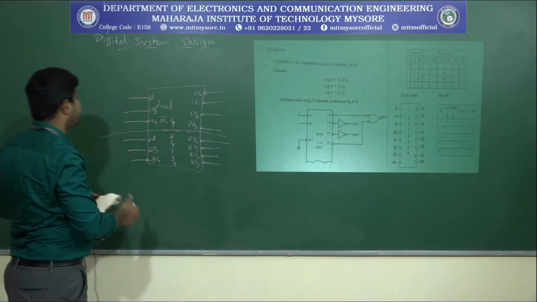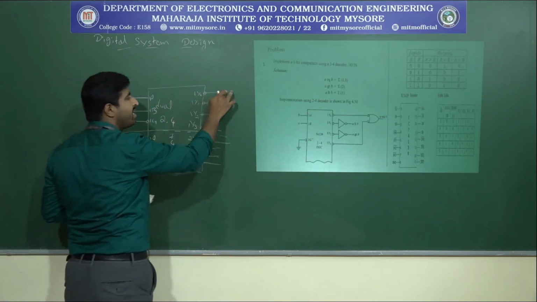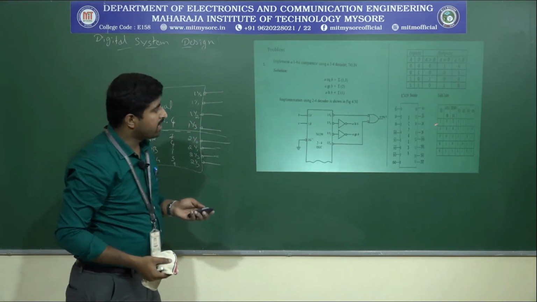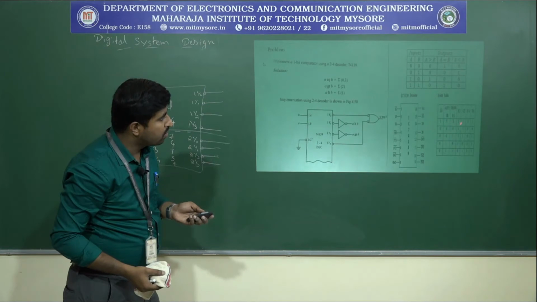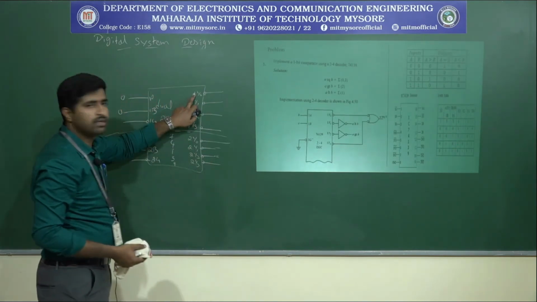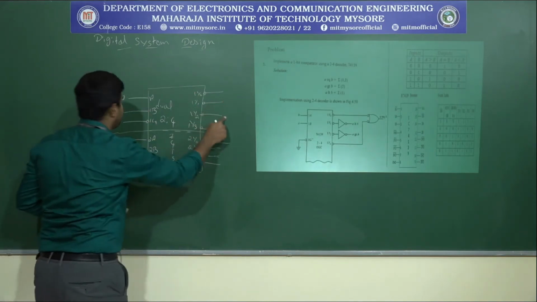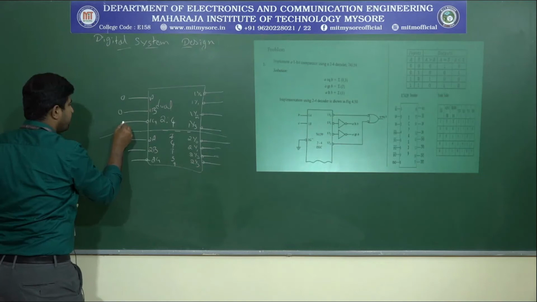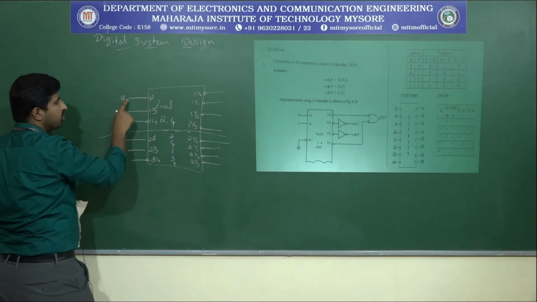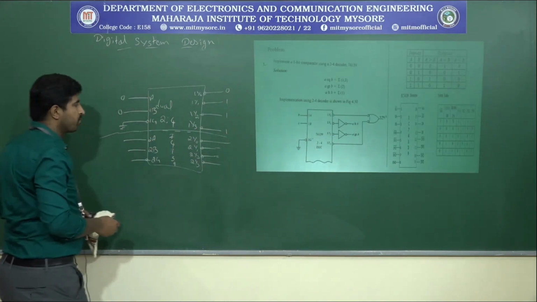We know that in a decoder, when the inputs are 0, 0, Y0 is going to be generated. You can see the truth table here. When the inputs A and B are 0, 0, Y0 is going to be 0 because it is an active low pin. The remaining outputs will be 1. So if you give the enable pin 0 and the inputs are 0, 0, Y0 will be 0 and the remaining outputs will be 1.